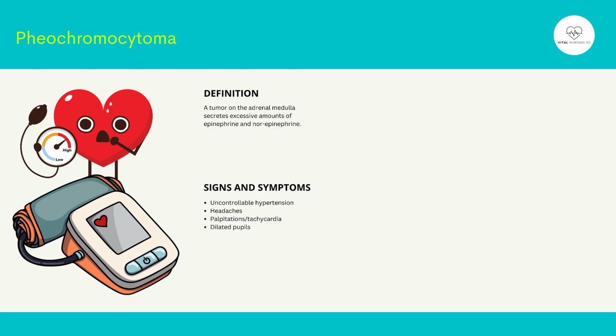Now, let's go over the signs and symptoms of the patient. Here are the following signs and symptoms. Uncontrollable hypertension as a result from increased epinephrine and norepinephrine. Headaches as a result of hypertension. Palpitations and tachycardia due to increased production of catecholamines. Dilated pupils from increased production of epinephrine and norepinephrine.